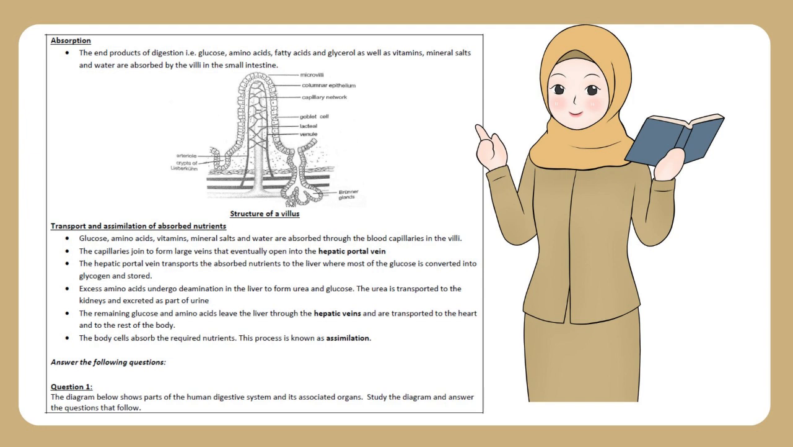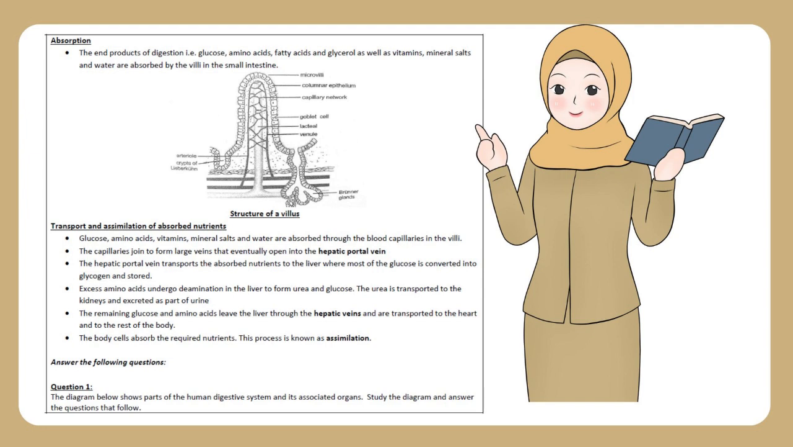The capillaries join to form large veins that eventually open into the hepatic portal vein. The hepatic portal vein transports the absorbed nutrients to the liver, where most of the glucose is converted into glycogen and stored. Excess amino acids undergo deamination in the liver to form urea and glucose. The urea is transported to the kidneys and excreted as part of urine.